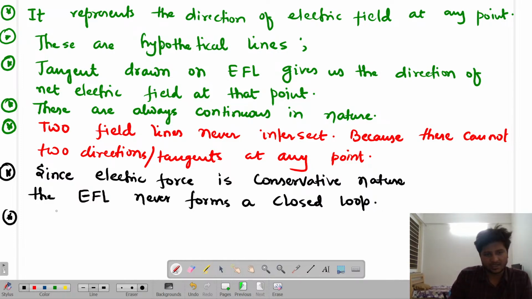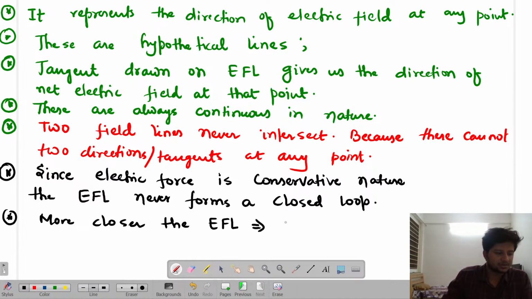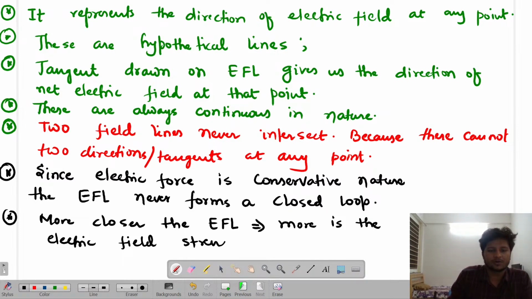Let us understand that more. The closer the electric field lines, this implies the more is the electric field strength. Are you able to get me or not?